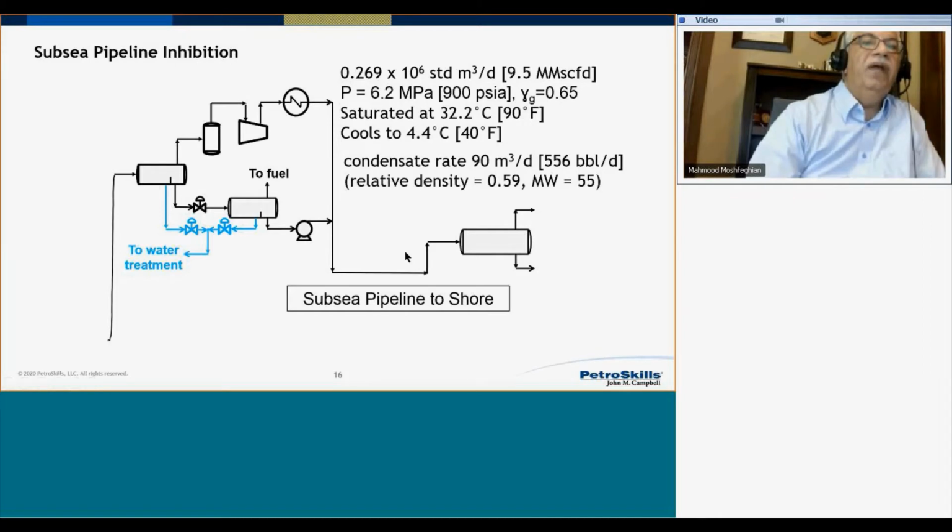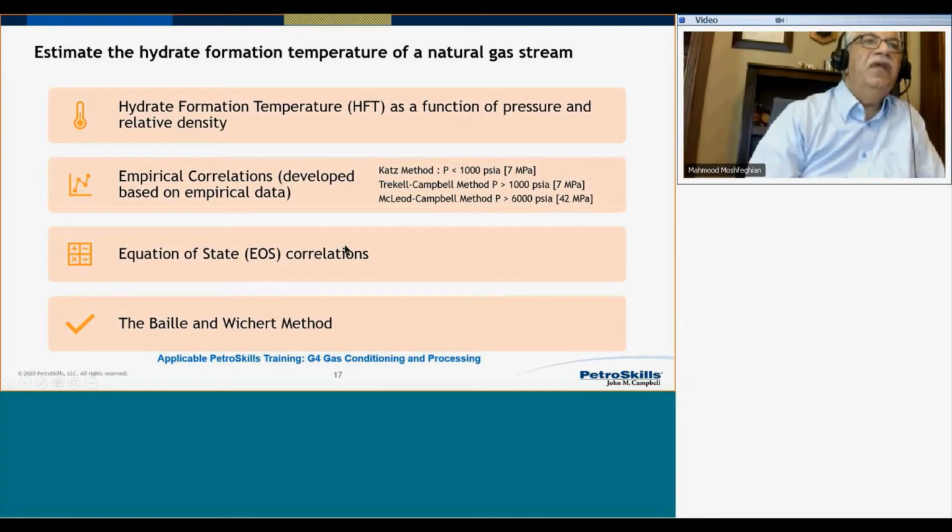Then we're going to see again how much inhibitor we need to prevent hydrate formation. So next, let's take a look at what the options are for traditional hydrate formation temperature for a natural gas stream. We can use hydrate formation temperature as a function of pressure and the relative density. This could be a simple chart that we're going to see shortly. Hydrate formation temperature is a function of the pressure and relative density of the gas. Or we could use empirical correlation based on experimental data.